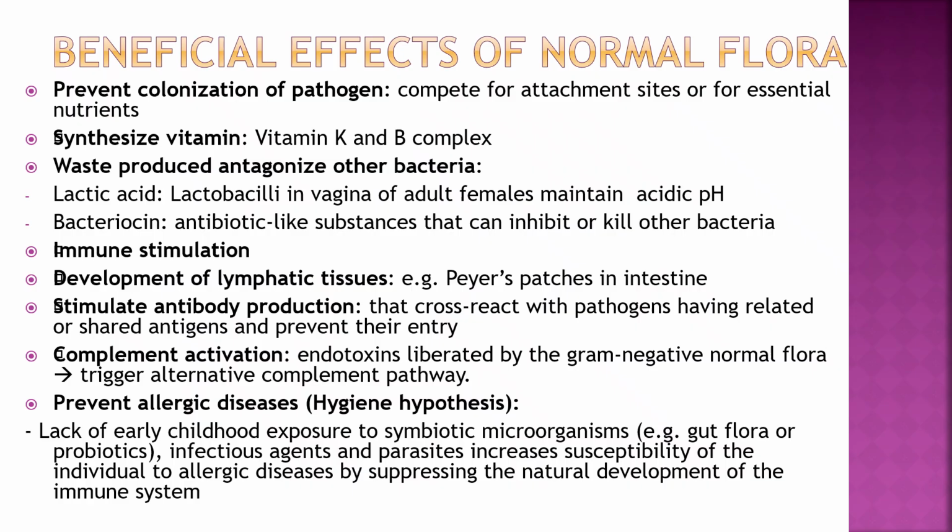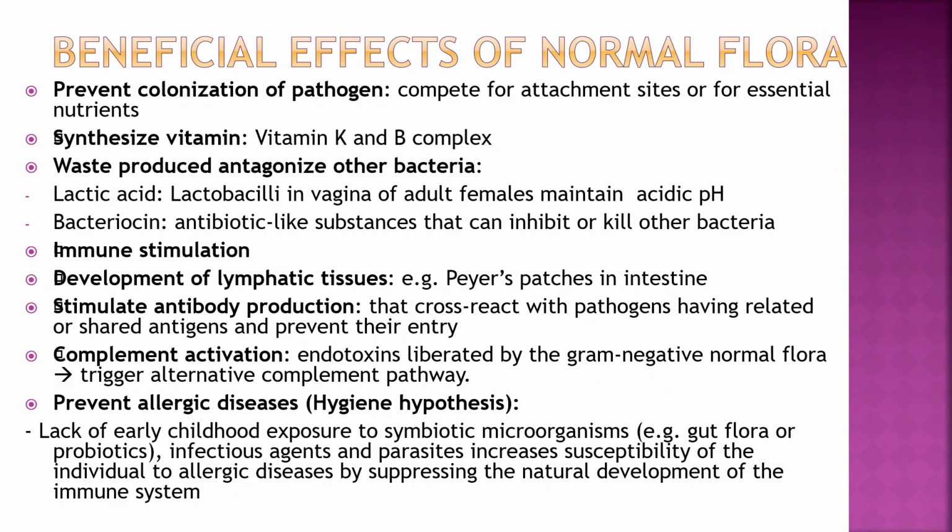Beneficial effects of normal flora: prevent colonization of pathogens, compete for attachment sites and for essential nutrients, synthesize vitamin K and B complex by E. coli in the GI tract, and waste products antagonize other bacteria. Lactic acid: lactobacilli in the vagina of adult females maintain acidic pH. Bacteriocin: antibiotic-like substances that can inhibit or kill other bacteria. Immune stimulation: development of lymphatic tissues, for example Peyer's patches in intestine, stimulate antibody production that cross-react with pathogens having related or shared antigens and prevent their entry.